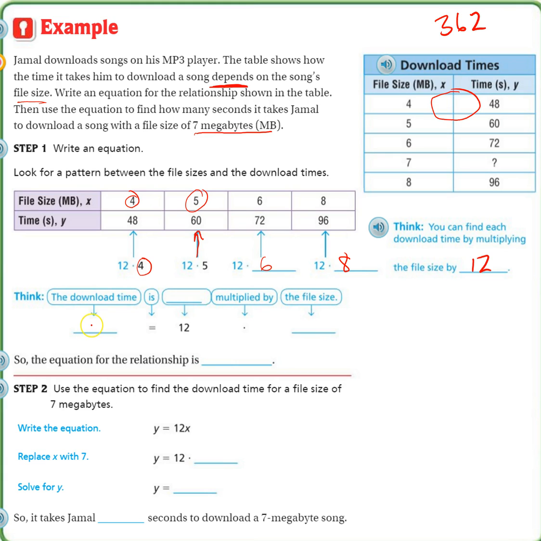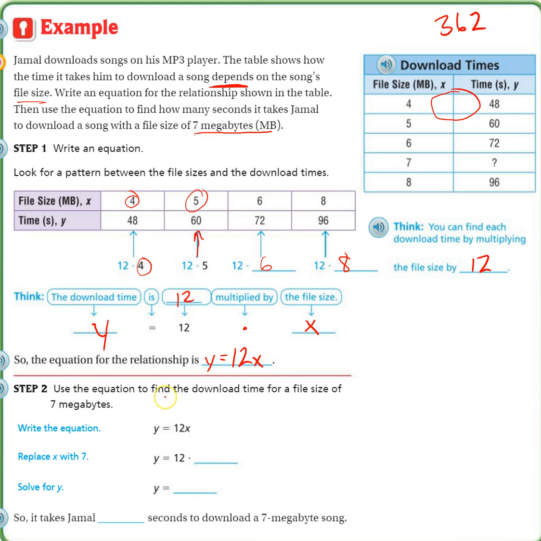So the download time, that's our y because it's our dependent variable, is 12 multiplied, again that's just another sign for multiplication, times the file size, which can change depending on how long the song is. So the relationship would be y equals 12x, or you can write it as 12 times x, or you could write y equals x times 12. Those would all be the same equations.